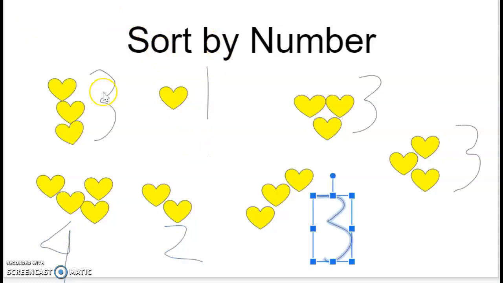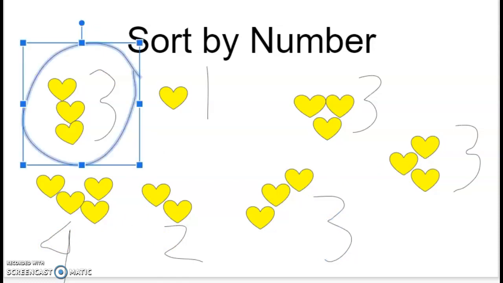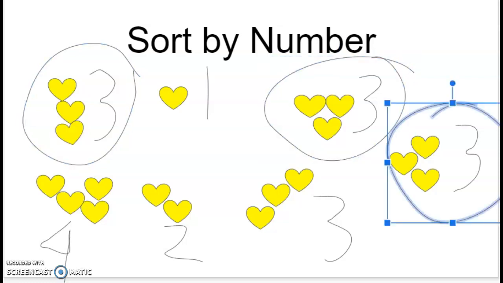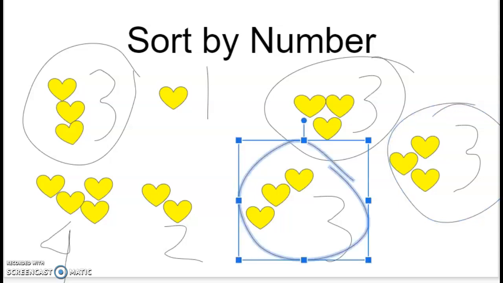So if I look, I have a group of 3, a group of 1, a group of 3, a group of 3, a 3, a 2, and a 4. I see that I have lots of groups of 3. So that is going to be the ones that are the same. So I'm sorting by number because I'm only going to circle the groups that have 3. And it's important that I can describe to my family why I'm sorting this way. So I can say, I sorted this way because they are groups of 3.